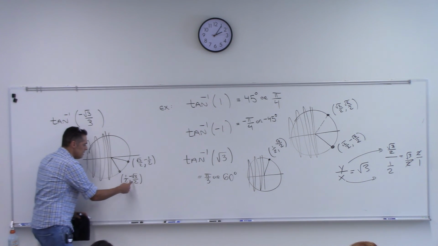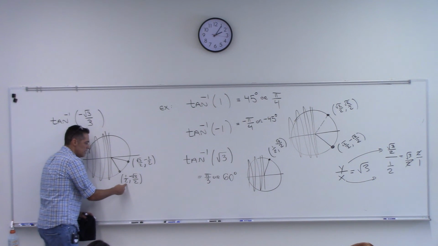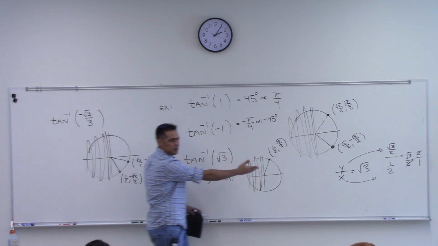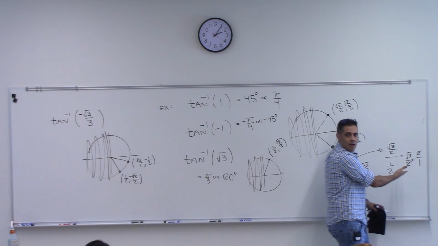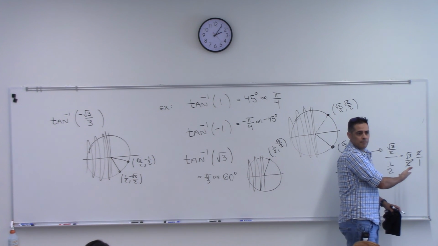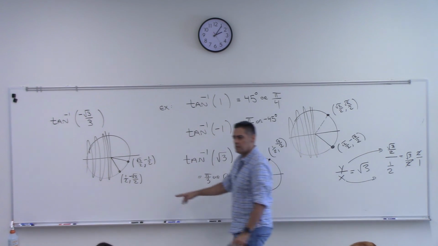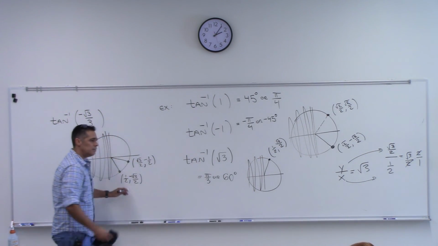So what if I did this divided by this, right? The y divided by the x. Wouldn't I get the same answer as I had over here, but negative? I'd get negative root 3 over 3, right? If I did this one.